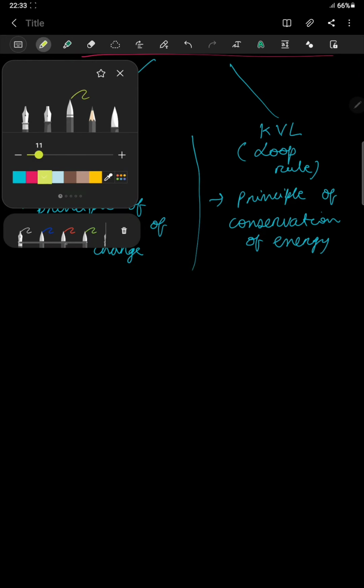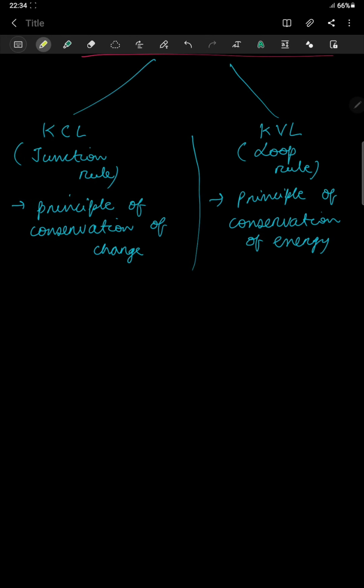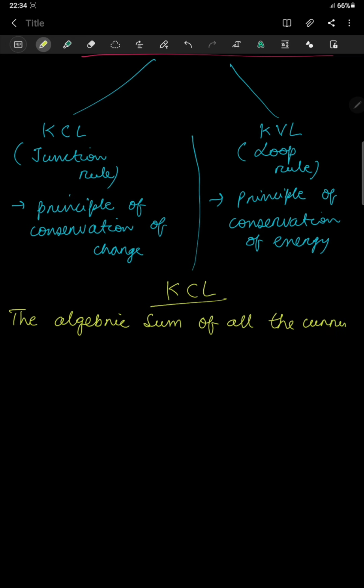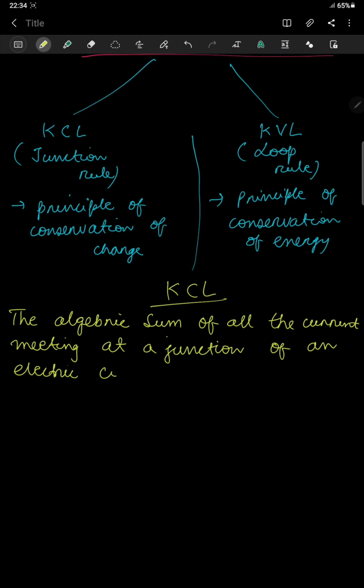Now first let us go over KCL. First study Kirchhoff's current law. What does this law tell? It tells us the algebraic sum of all the currents meeting at a junction of an electric circuit is 0.